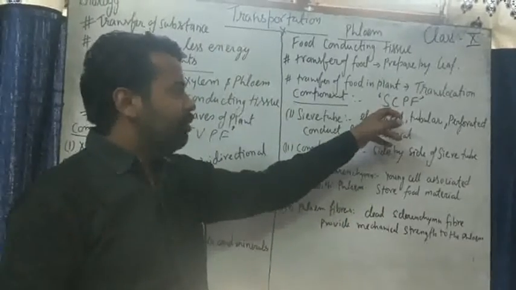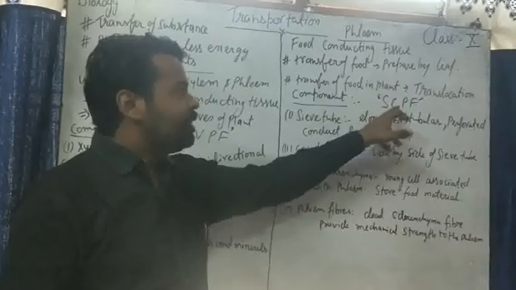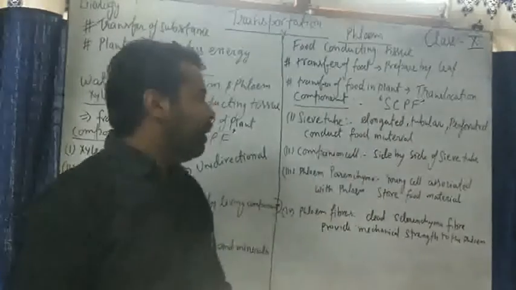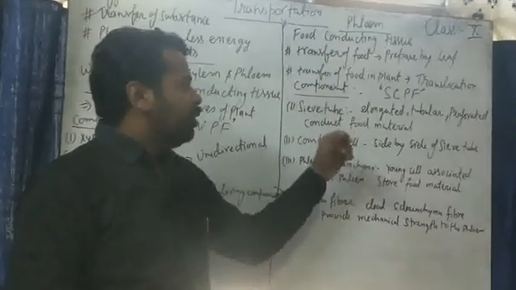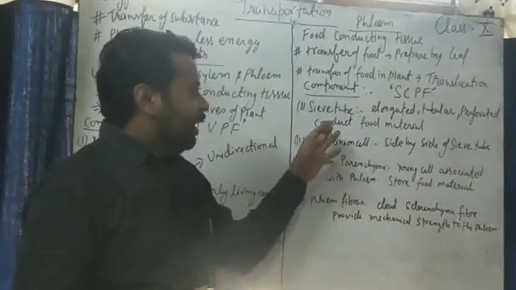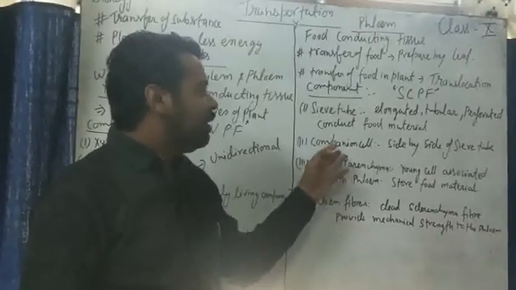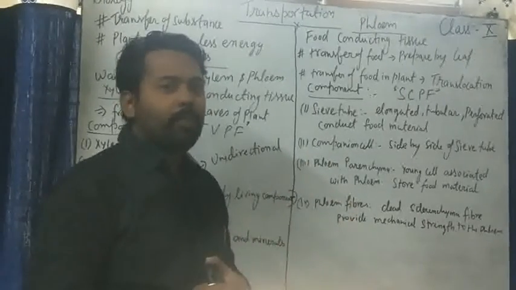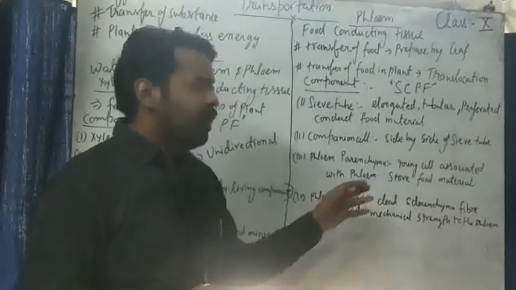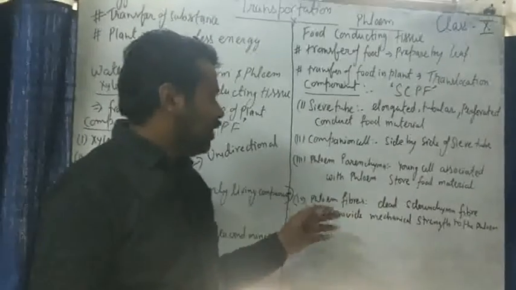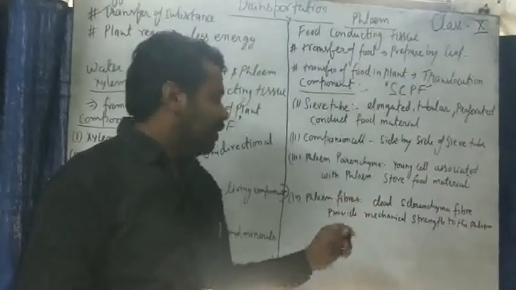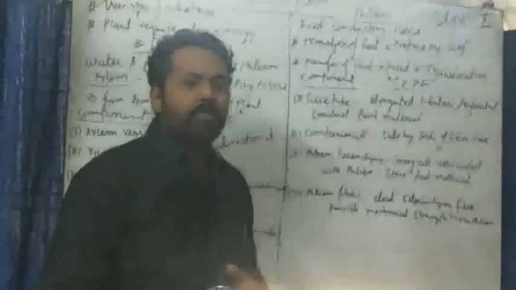To learn this keyword, you need to memorize this: SCPF, S for seed tube, C for companion cell, P for parenchyma, and F for fiber. First is seed tube. Seed tubes are elongated, tubular, perforated. It means pore-bearing cells. It conducts food material, and side by side companion cells are present which provide support to them. And next is phloem parenchyma. They are young cells associated with phloem which store food material. And the last one is phloem fiber, which is dead sclerenchyma fibers which provide mechanical strength to the phloem.